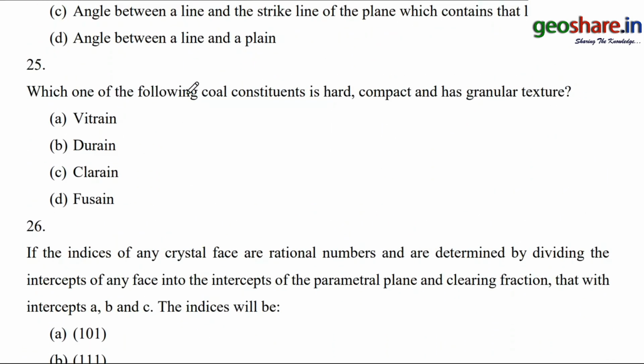Which of the following coal constituents is hard, compact, and has granular texture? Clarain.